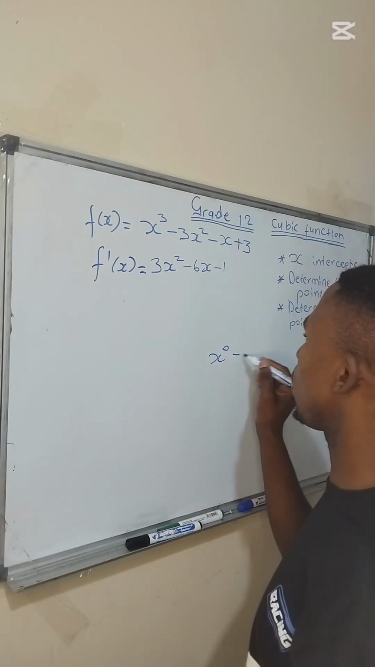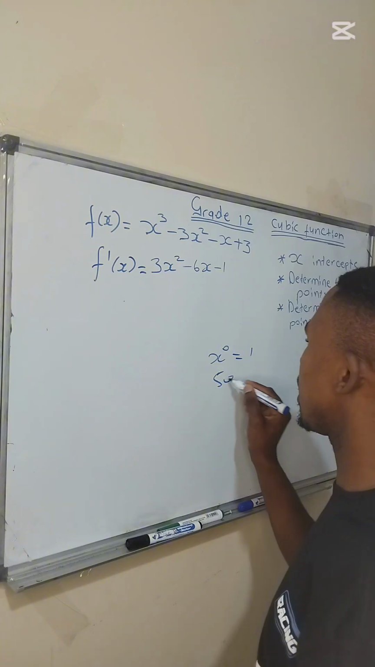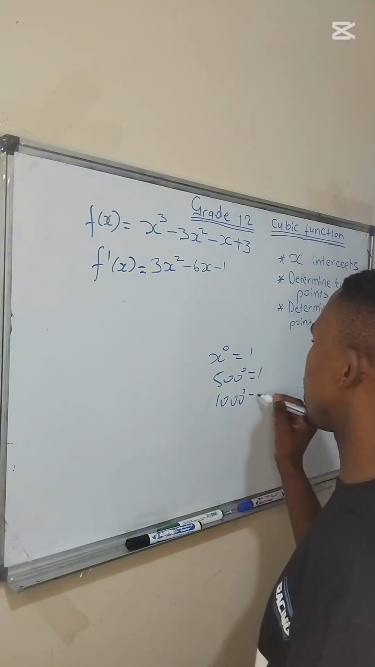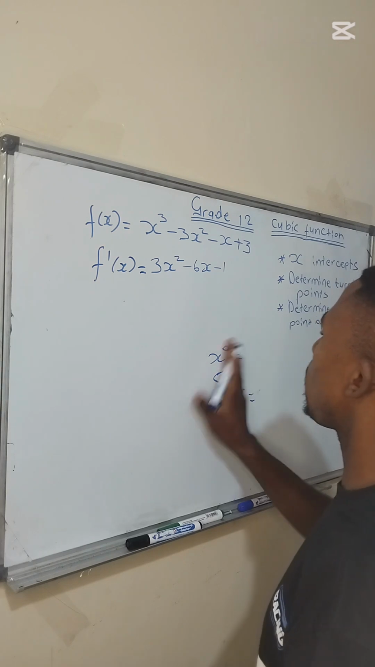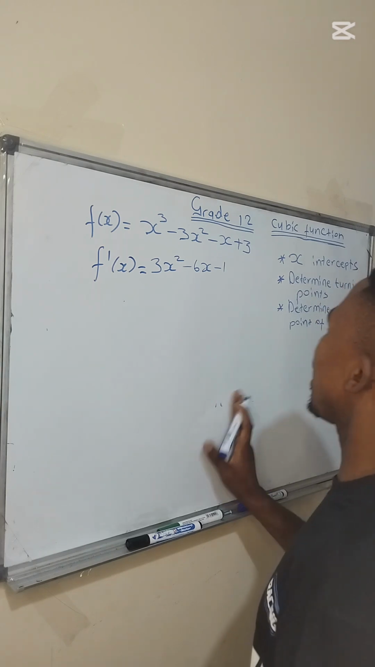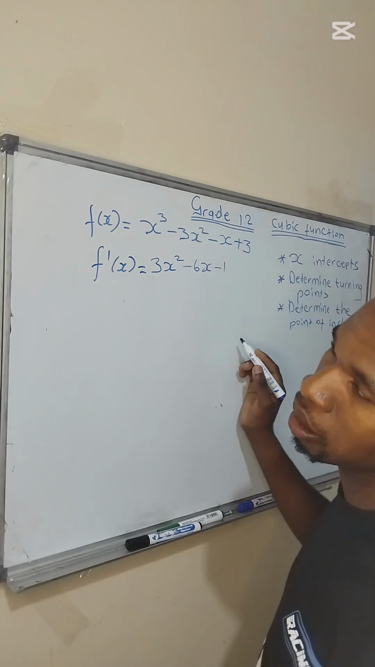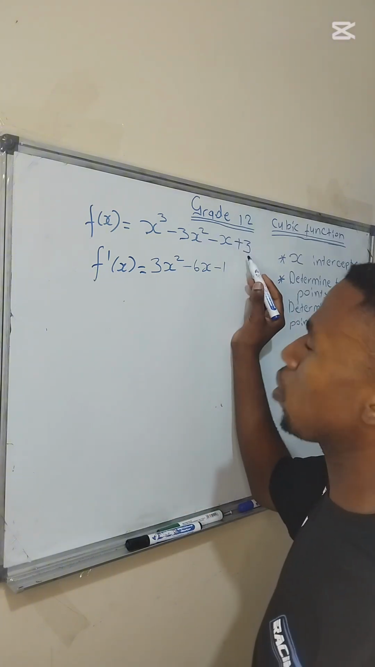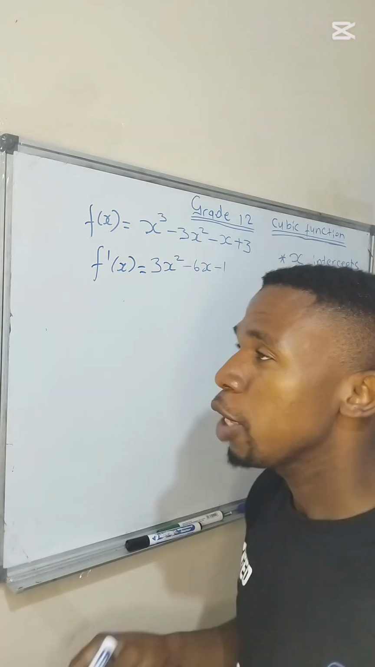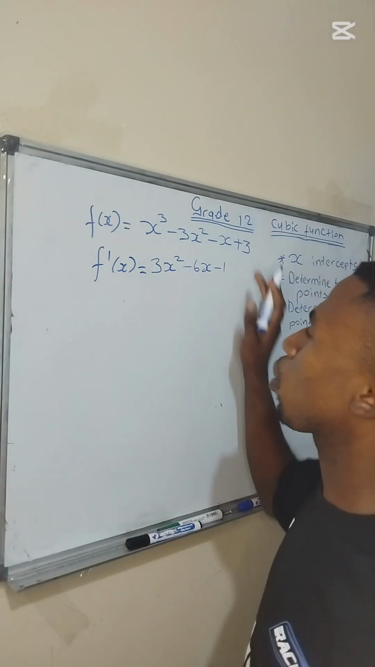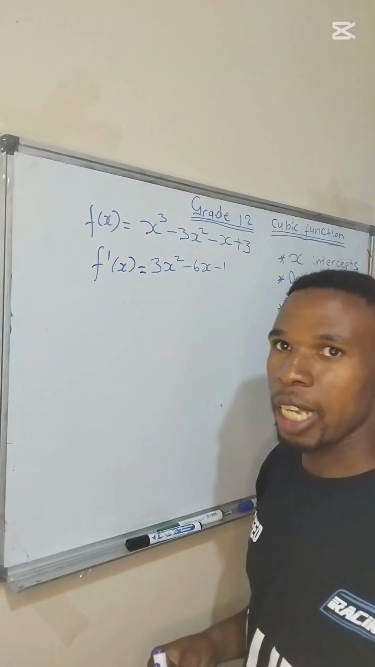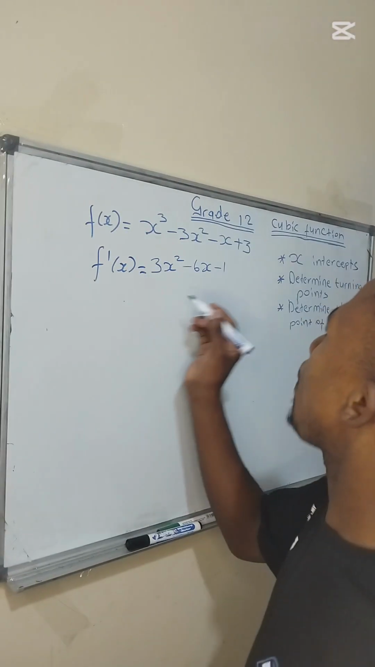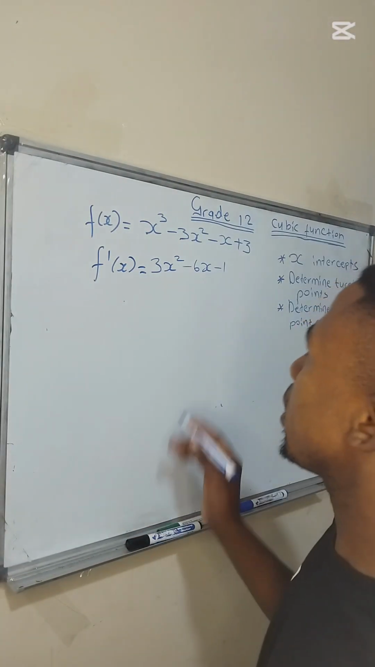Anything to the power 0 is equal to 1. 500 to the power 0 is equal to 1. Even 1000 to the power 0 is equal to 1. So 1 minus 1 is equal to 0, and this is just a constant. Whenever you differentiate a constant, you just need to know that it automatically becomes 0. So now we have our first prime, right?